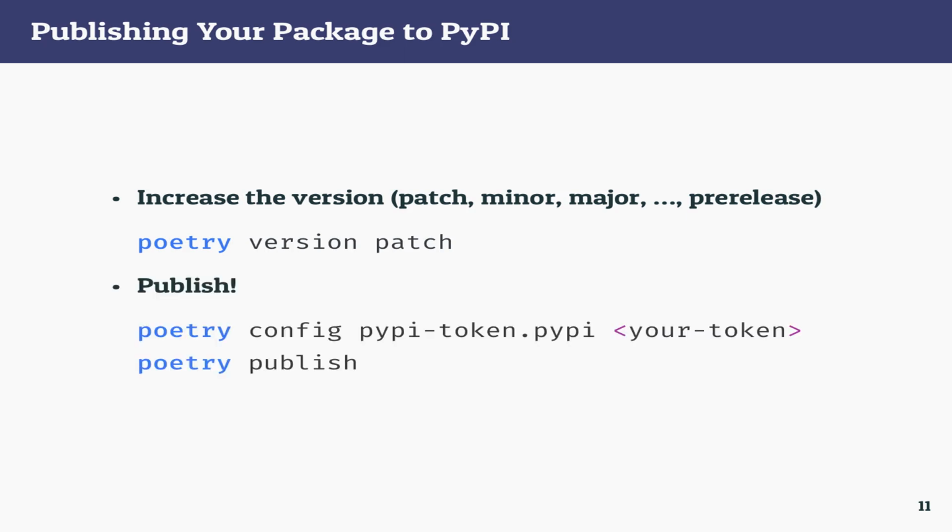You are now ready to publish your project as a Python package on PyPI. Just for the first time, you need to store your PyPI token with a poetry config command. Now, you just need to run poetry publish.